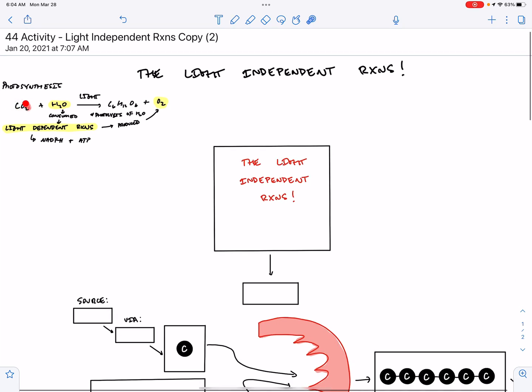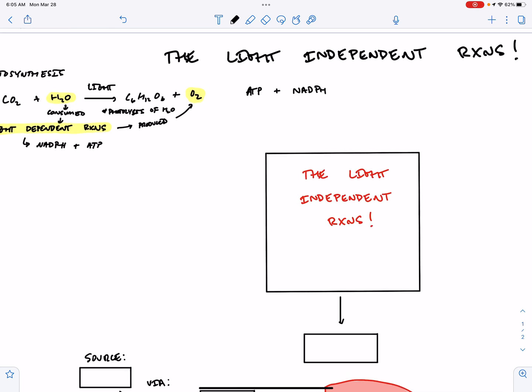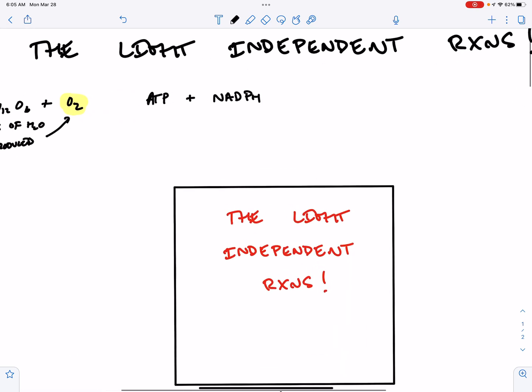Okay, so what's left? Well, we need to somehow consume CO2 and make glucose. And so guess what? That's going to happen in the light-independent reactions. So as I said before in our last screencast, ATP and NADPH are the molecules that are produced in the light-dependent reactions that are going to power the light-independent reactions.